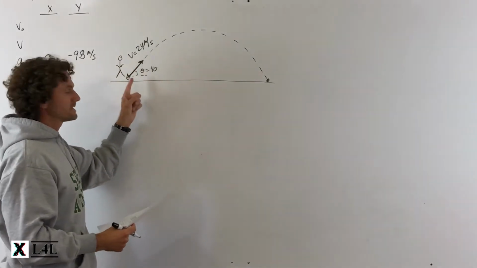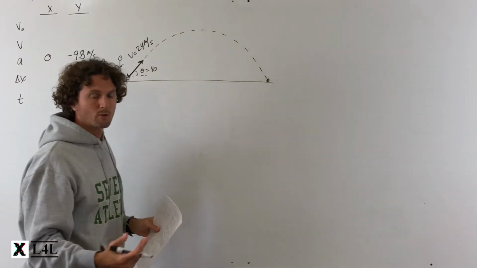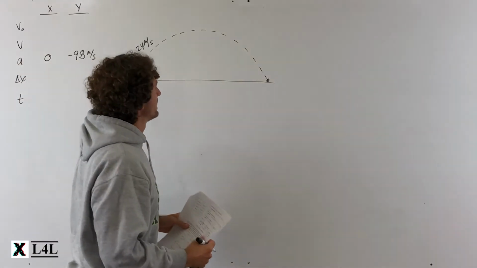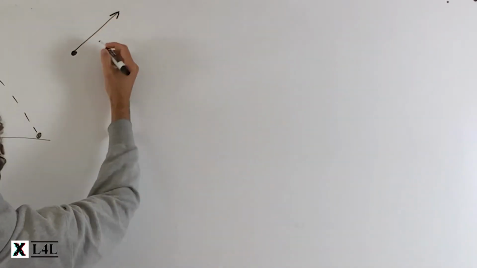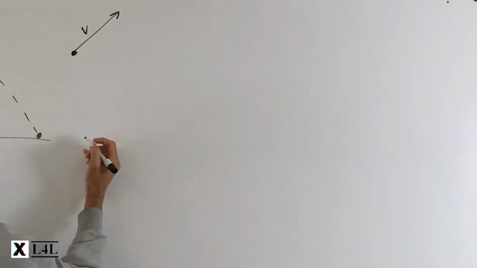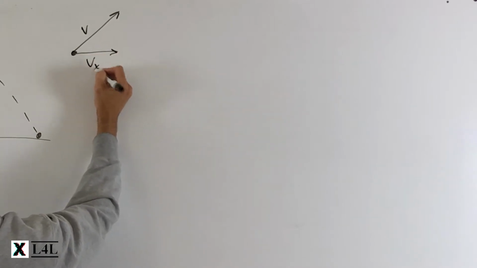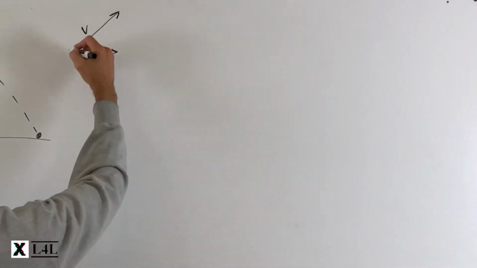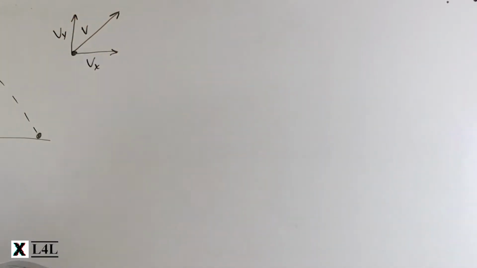But to really break this down into the components, I need to start with this velocity vector, which is the resultant vector. I need to break that down into its horizontal and vertical components. This is the first thing I need to do. So again, remember that if this is my velocity vector v, I have a horizontal component here, v sub x, and a vertical component, v sub y.